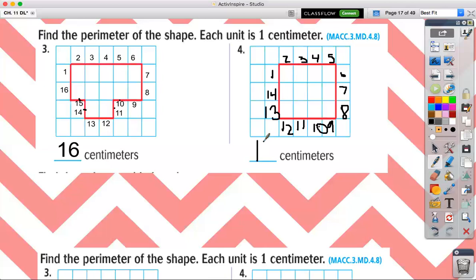centimeters as your answer. If you have that, excellent job. If you didn't, go back and look and see where you may have made a mistake. And we're going to go on to our next slide.